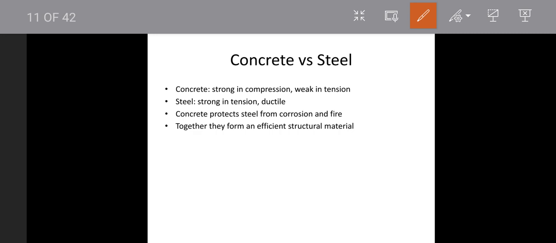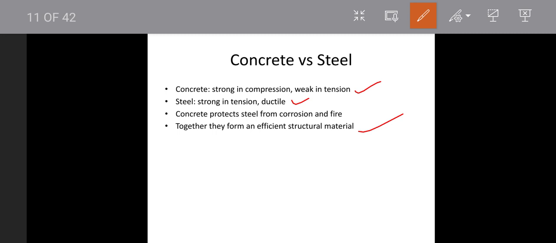So why are we using concrete and steel together in reinforced concrete? The reason is that concrete is strong in compression and weak in tension. To overcome that, we use steel, because steel is strong in tension and is a ductile material. Since concrete is a brittle material which will fail suddenly, adding steel will give warning by undergoing deflection, that is, elongation. So together they form a good, efficient structural material.